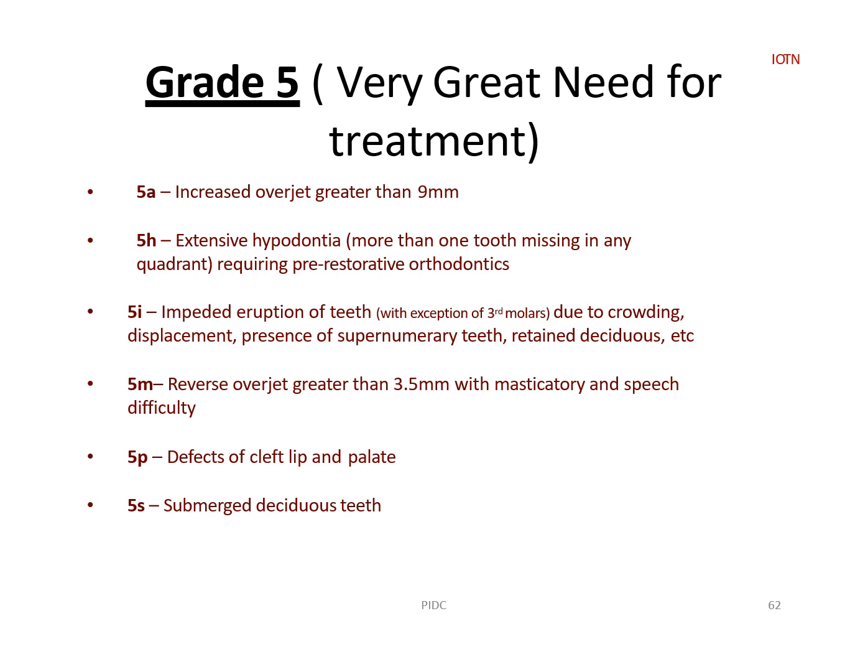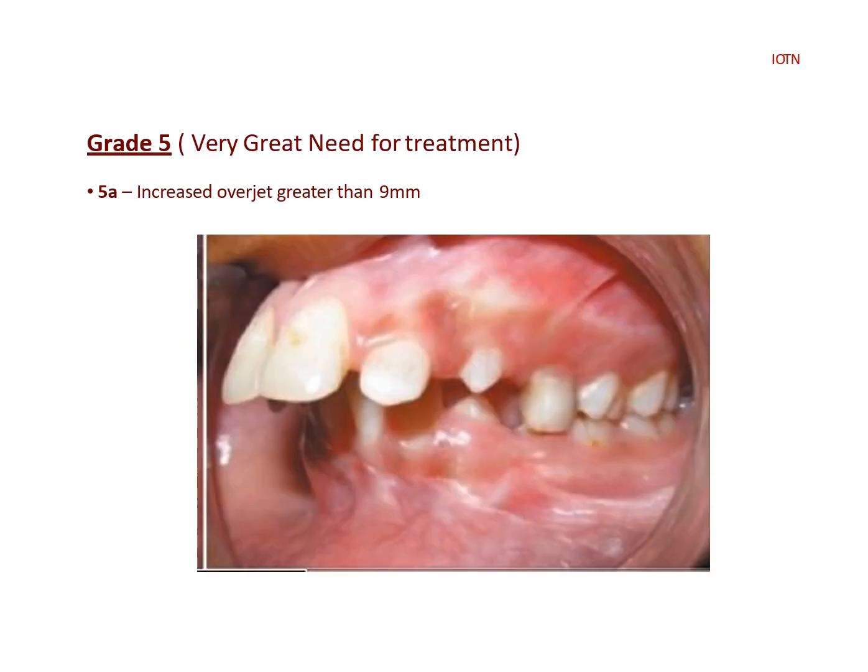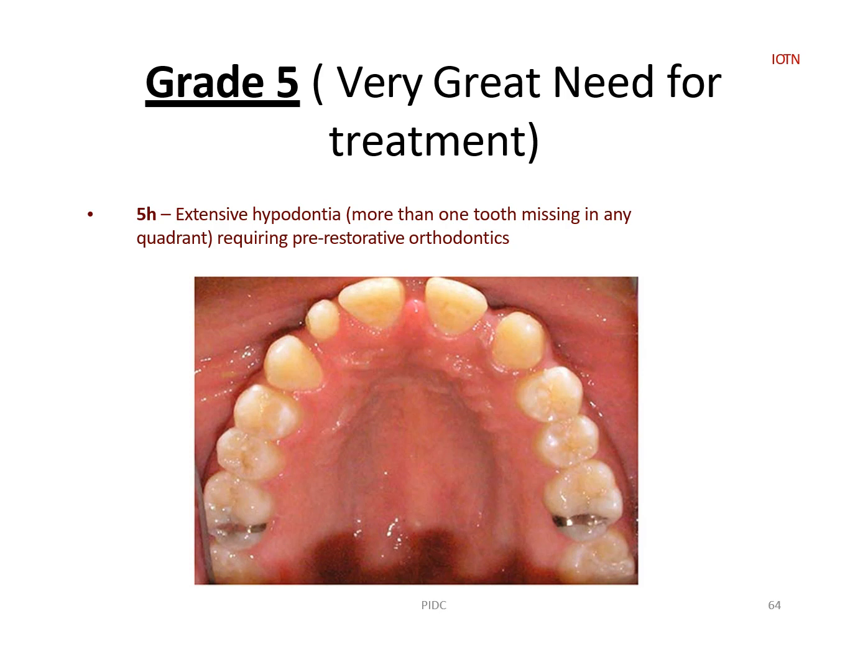Moving on to grade 5, very great need for orthodontic treatment, in which the orthodontist has to act immediately. Under 5A, we have increased overjet greater than 9 mm. That's too much, so that comes under 5. 5H means extensive hypodontia, lack of teeth, that is more than one tooth missing in a quadrant, requiring pre-restorative orthodontics.